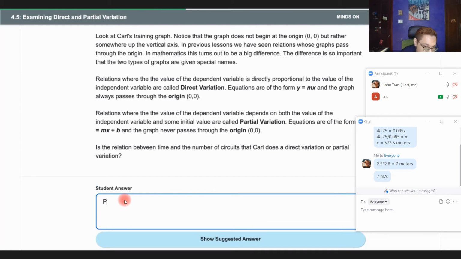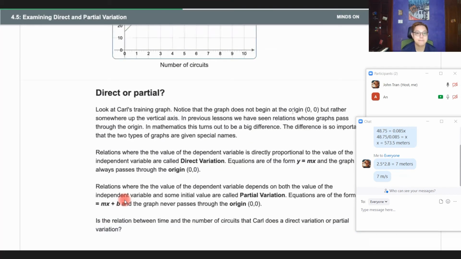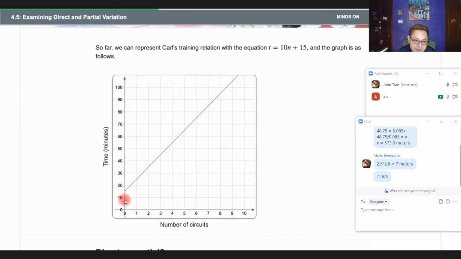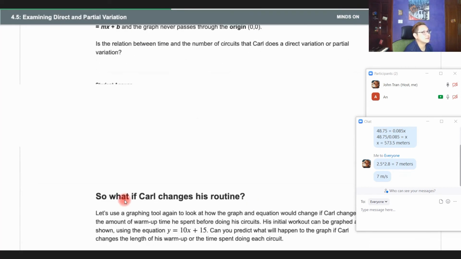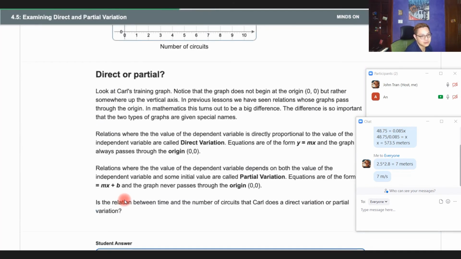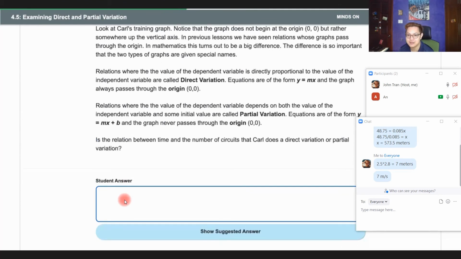Check again, please. And you can say it. There you go. It doesn't pass through the origin, isn't it? It always starts with the number 15 and goes up. So this is not what's it called? It is a partial variation, not a direct variation.